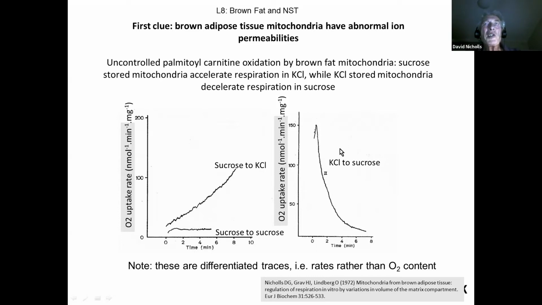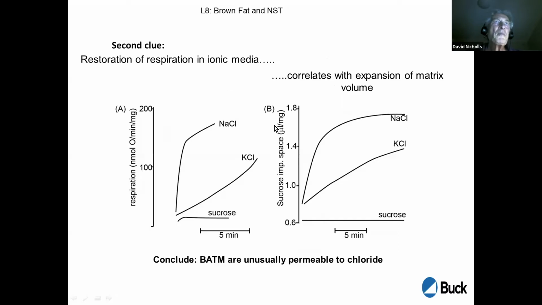If one did the inverse, if you prepared them in KCl and put them into a sucrose medium, they went the other way. So the ability of the mitochondria to oxidize palmitoyl carnitine seemed to depend on the incubation medium. And what became apparent was that the mitochondria were permeable to chloride. Now, mitochondria are normally not permeable, or very slightly permeable, to chloride, which is why you can use a KCl-based medium, which gives osmotic support.